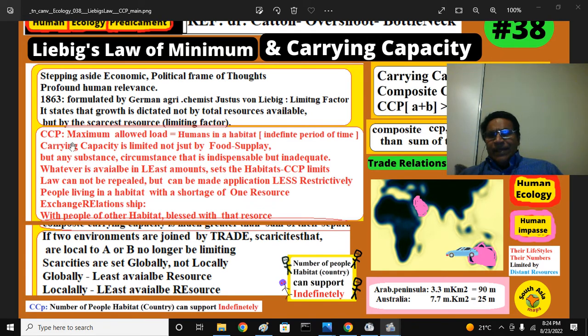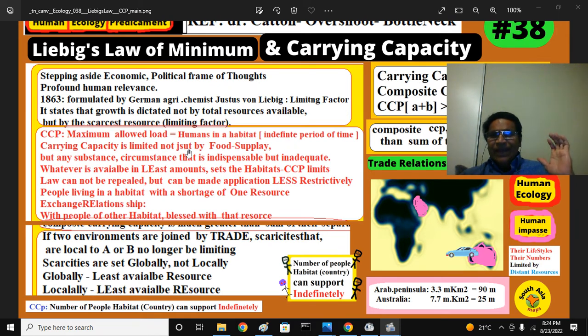Carrying capacity is the maximum allowed load of humans in the habitat for an indefinite period of time. That means it has to support, let's say, 10 million people in a particular region indefinitely. That means until the collapse of the planet Earth. That's what it means, indefinite period.